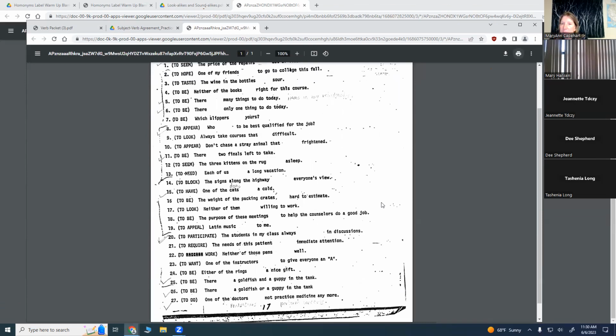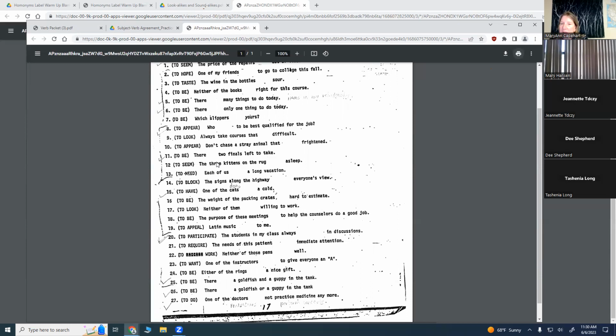Always take courses that look difficult. That's courses is actually the subject. Always is just to tell us when. Don't chase a stray animal that appears frightened. There are 2 finals left to take. 3 kittens on the rug seem, opposite talk, plural subject kittens. No S on the verb.